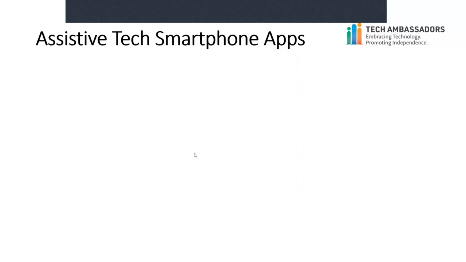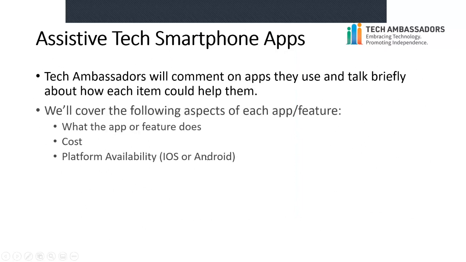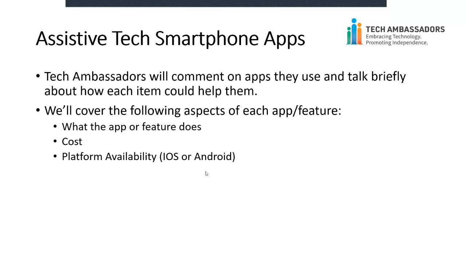Great. All right. So we're going to get on to the actual topic here. And as we talk about assistive tech smartphone apps, what we're going to do is hand off to each tech ambassador, and they're going to get a chance to comment mostly on one app or feature that they use in their life, and talk briefly about how those items help them personally. And we're also going to try to cover these aspects of each one of these apps or features. One, of course, what it does. Two, does it have a cost?